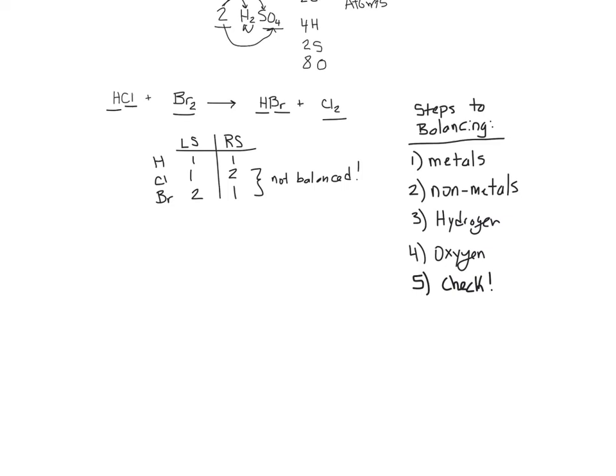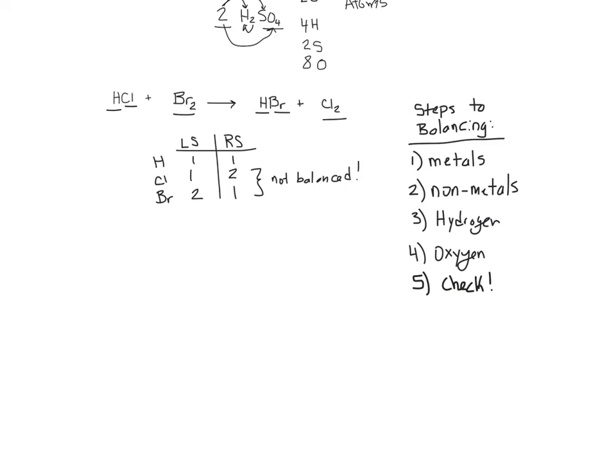Okay, so over here on the right, I've written out the steps to balancing. The first step is to balance the metals, the next, the nonmetals, the next, hydrogen, and finally oxygen. And then of course you have to check, just like you would check a problem in math. Now, this is not the only way to do it. It is the way that I like to follow. If you use a different method, that's totally okay. But it's just one way to organize your thinking.